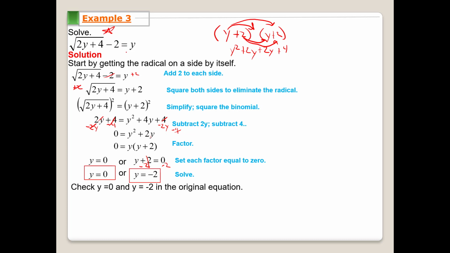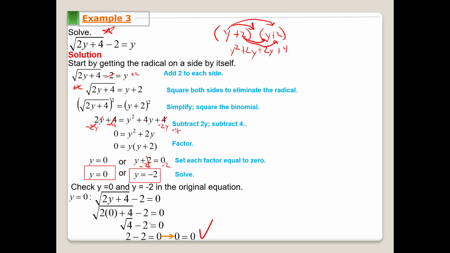So we're going to plug in a 0 and see if it works. And then we'll plug in a negative 2 and see if it works. So our original equation right there, let's plug in that 0 first. If we plug in the 0, we got square root of 2 times 0 plus 4 minus 2 equals 0. Square root of 4 minus 2 equals 0. So that's 2 minus 2 equals 0, which means 0 equals 0 because 2 minus 2 is 0. We're all good. Let's see about the y equals negative 2.